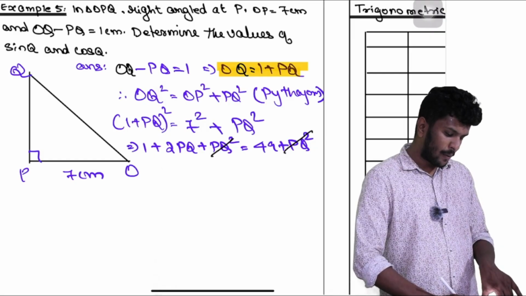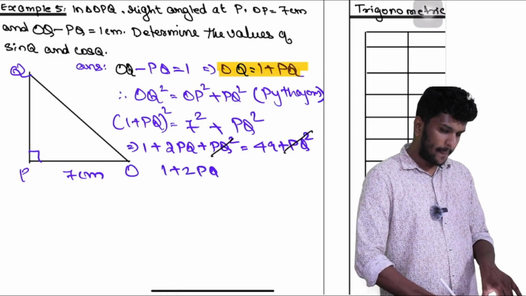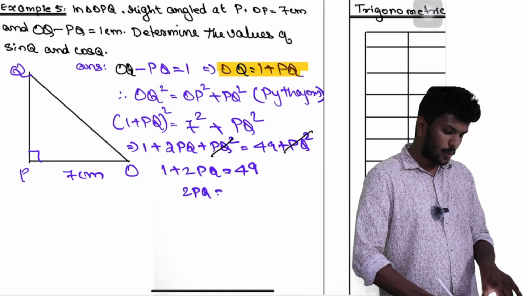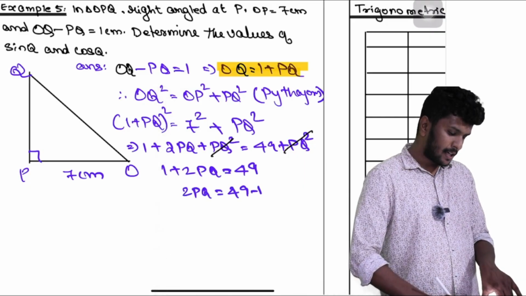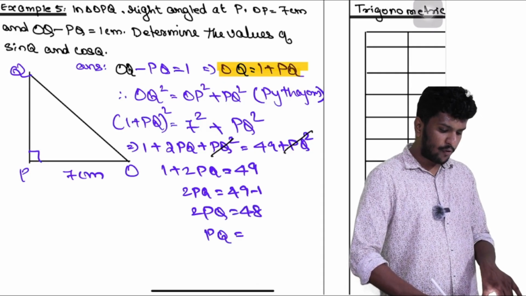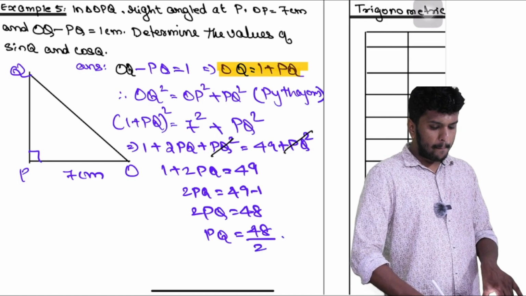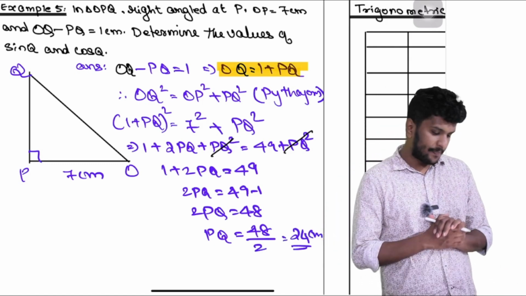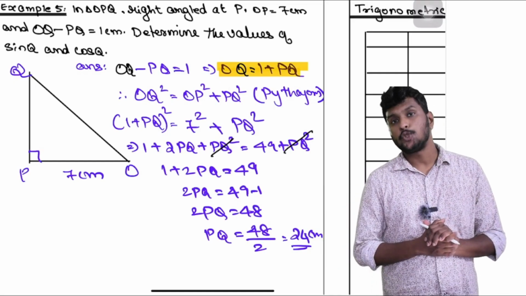So ultimately what do you have? 1 plus 2 PQ is equal to 49. And 2 PQ is equal to what? 49 minus 1. 2 PQ is equal to 48, and PQ is equal to 48 by 2. You have 24 centimeter. So what did we get here? We got the value of PQ as 24 centimeter.